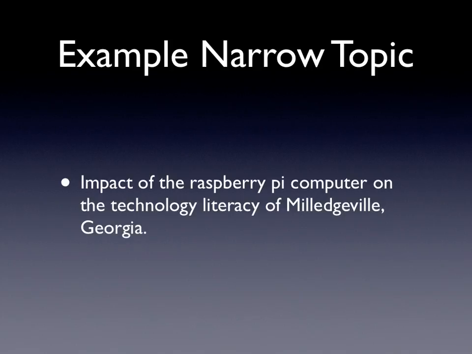So my example of a narrow topic is the impact of the Raspberry Pi computer on technology literacy in Millersville, Georgia. You won't know anything about this particular computer, but they're very hard to get a hold of, and they're only $35, and I don't know of anyone in town who has one. And so this would be an example of something that you haven't seen.